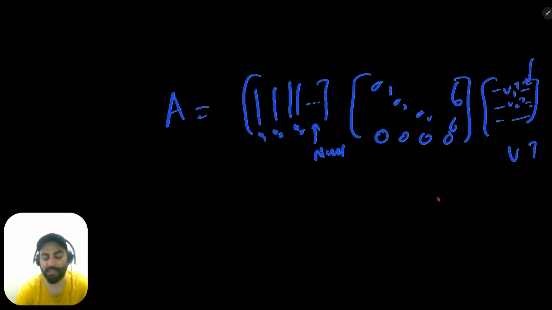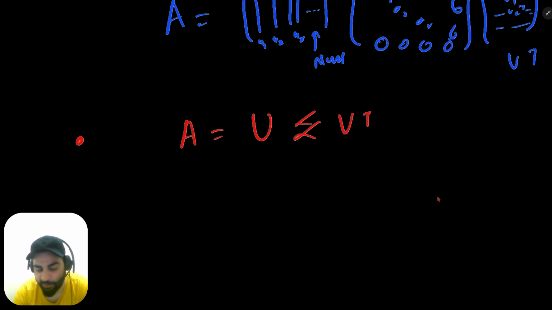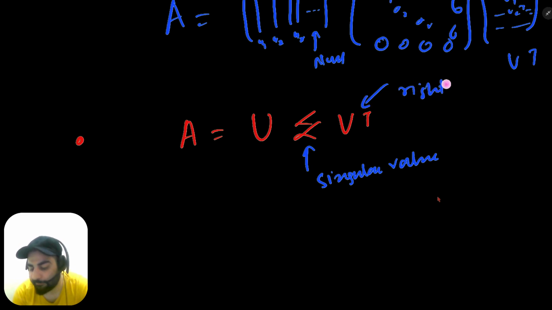Are the other two examples clear? To rephrase it, in the SVD we have a matrix A, which is decomposed into 3 matrices. The first matrix we'll call U, then we have sigma, then we have V transpose. The sigma matrix is the singular value matrix, and this is the right singular vector, and this is the left singular vector.